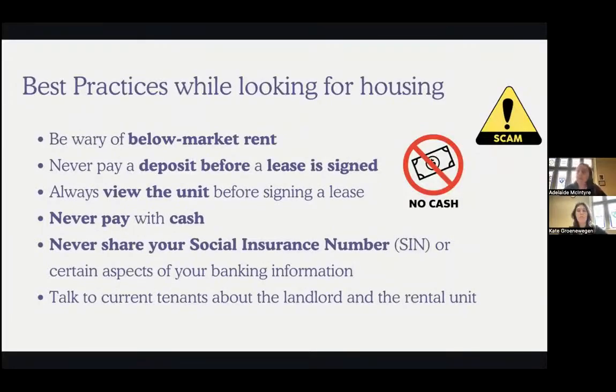You should never share your social insurance number with your landlord. There's a possibility of identity theft if this is shared.